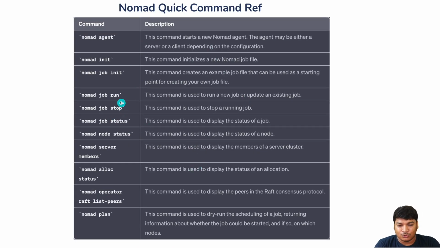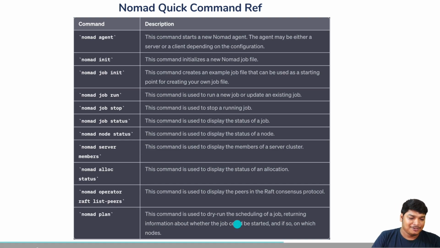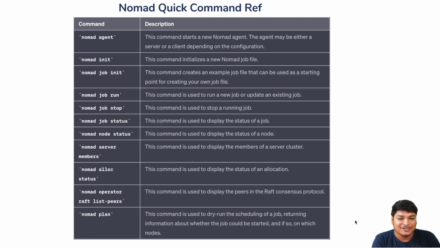Okay, so you run the job, run, stop, status; node status to see the running nodes; server members to find the server members list, and do all this kind of stuff. Mainly I will say the job part is the main part, when you run the job and stop it or check the status. That's it.